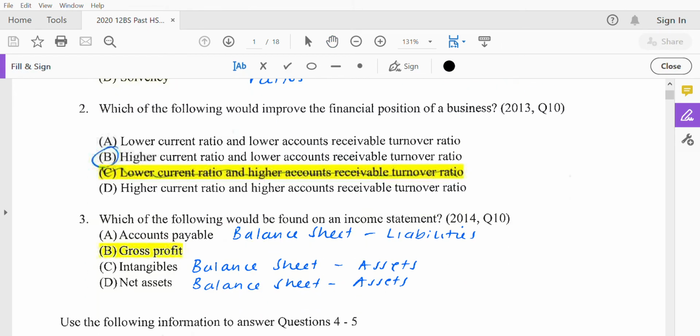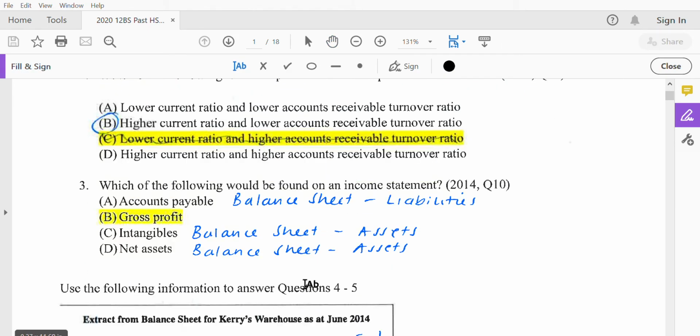Now, question three, pretty easy for this one. Which of the following would be found on an income statement? What we have here is everything is on a balance sheet except for the gross profit.